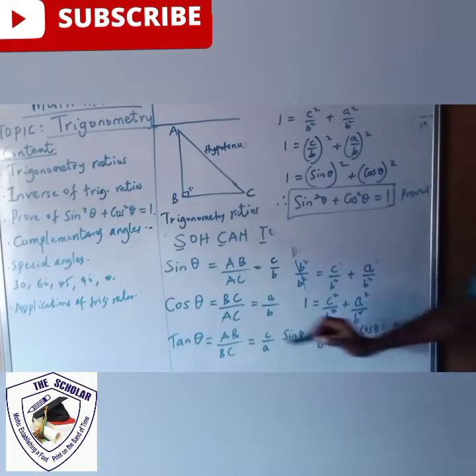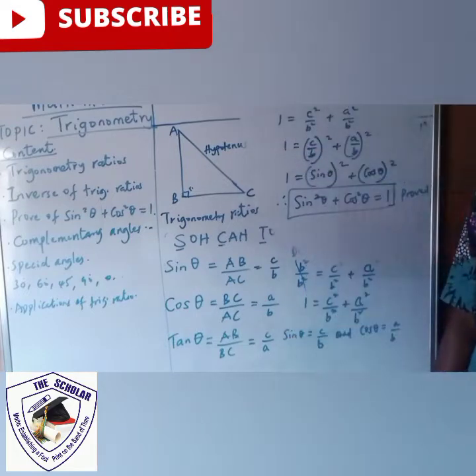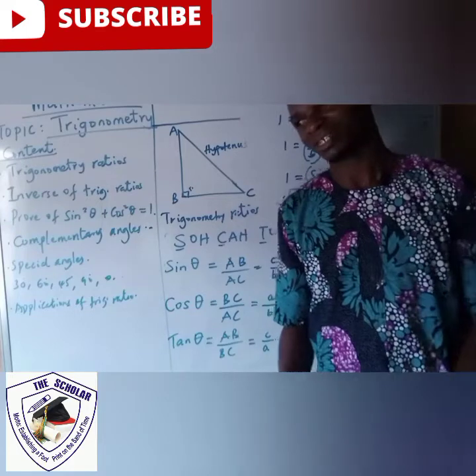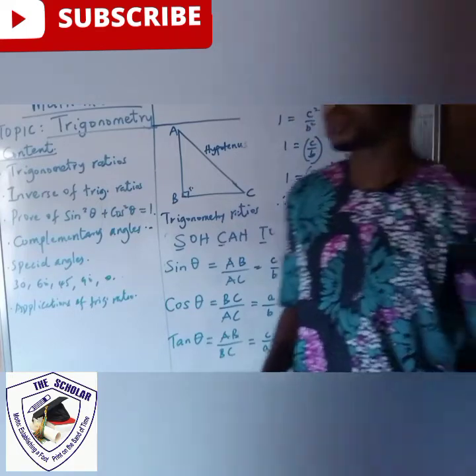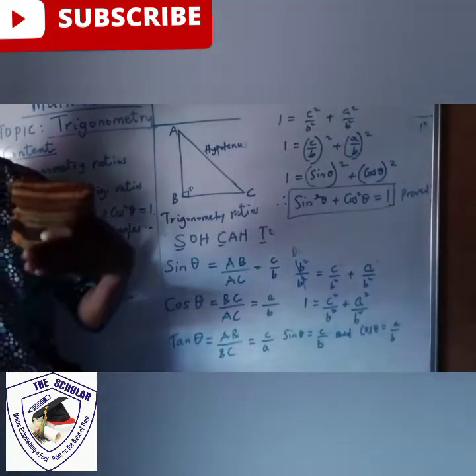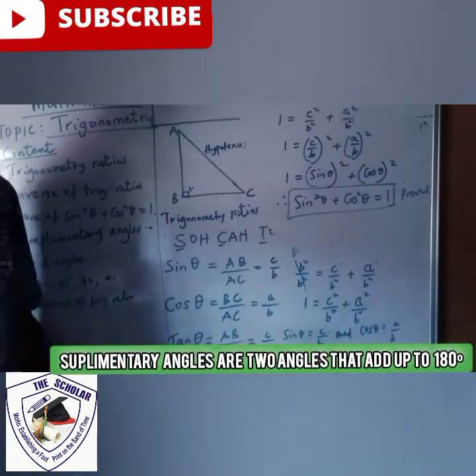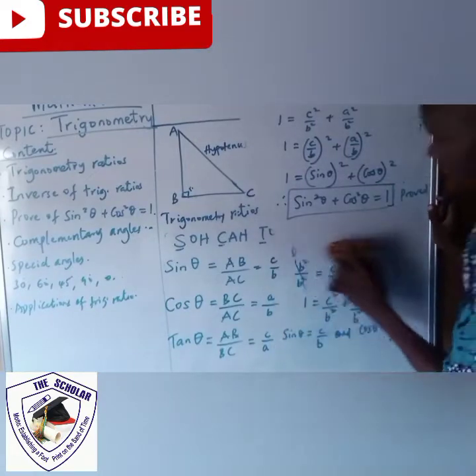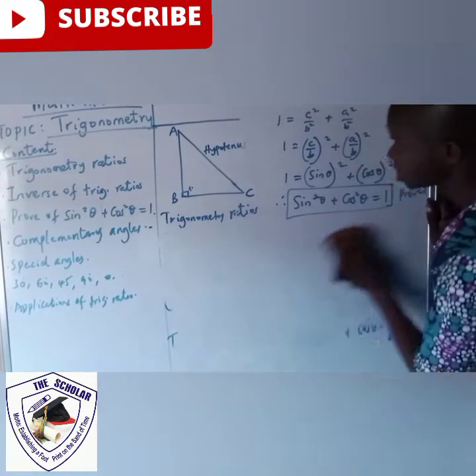Now, going further, let's look at complementary angles. In mathematics, there's what we call complementary and supplementary angles. Complementary angles are two angles that add up to 90 degrees. Supplementary angles are two angles that add up to 180 degrees. But we are sticking with complementary angles.